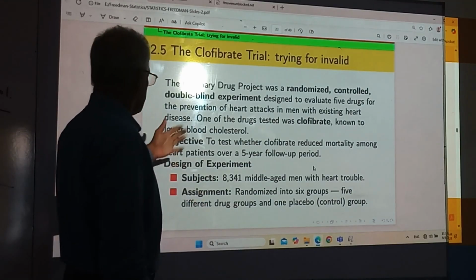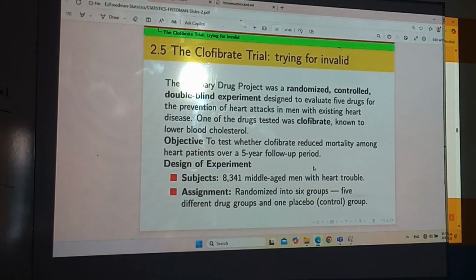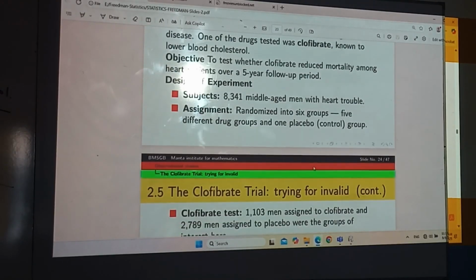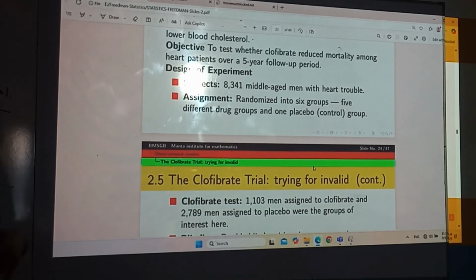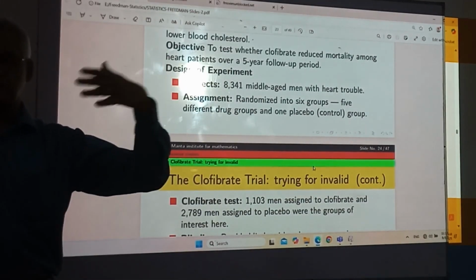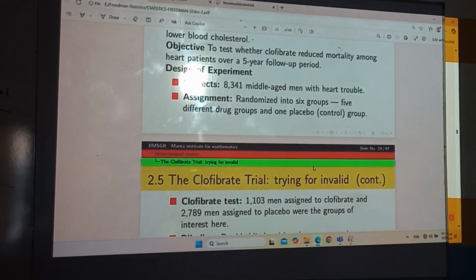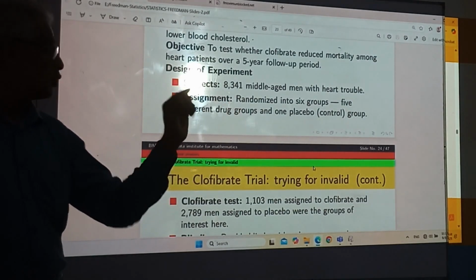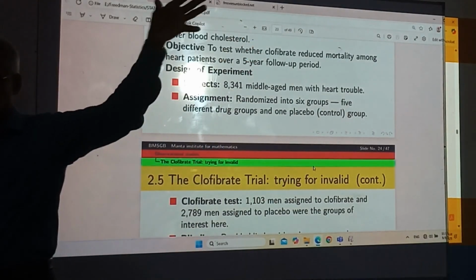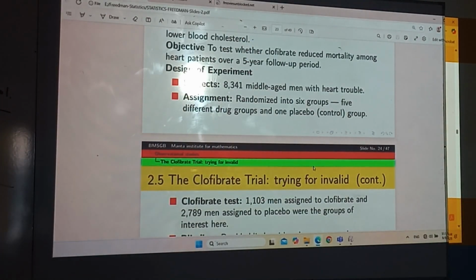Right? So they did an experiment. There were 8,300 middle-aged men with heart problems. So they randomized them into groups. Actually 6 groups they divided. So there were 5 different treatments. And then the 6th one was the control one. But here we are considering only one of those treatment groups who got this particular treatment, the others got the other treatments. And then there is a control. Right? So one group got this particular treatment for cholesterol, and there is a control group who didn't get any.